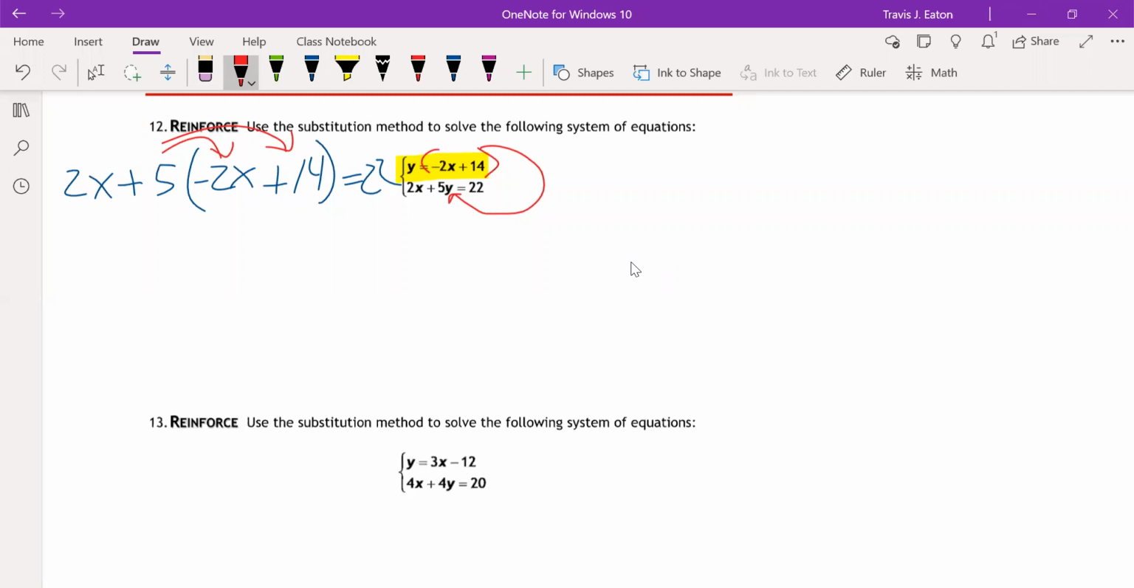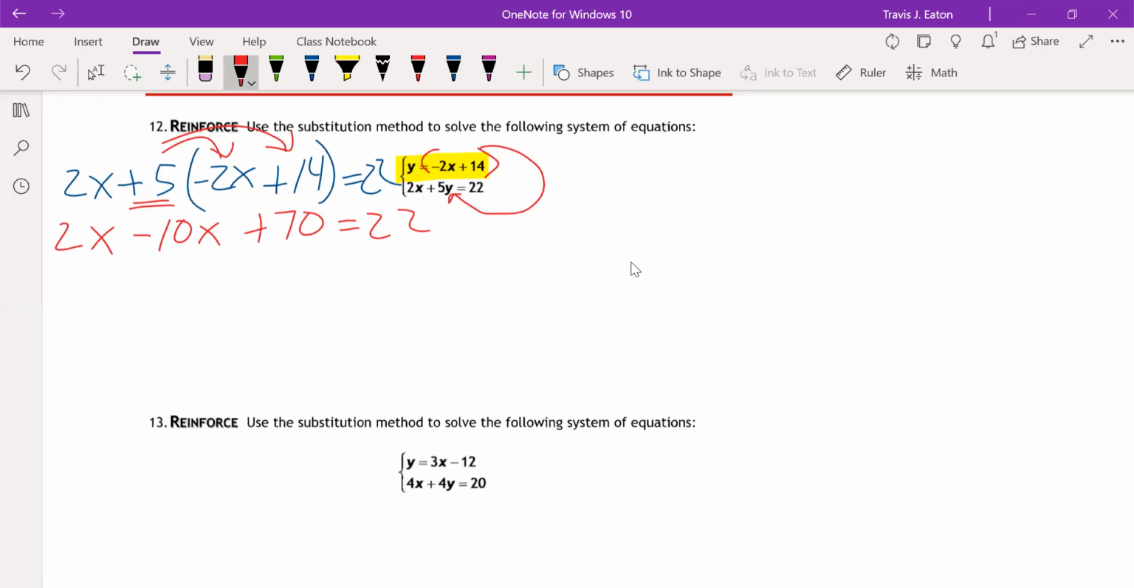And so my next step, well, that 2x here just comes straight on down. But what is positive 5 multiplied by negative 2x? Well, positive 5 times negative 2 is negative 10x. And then we multiply 5 times 14. Let's see, 5 times 14 is 70. And that equals 22. Okay, so all I've done is begin to solve this equation.